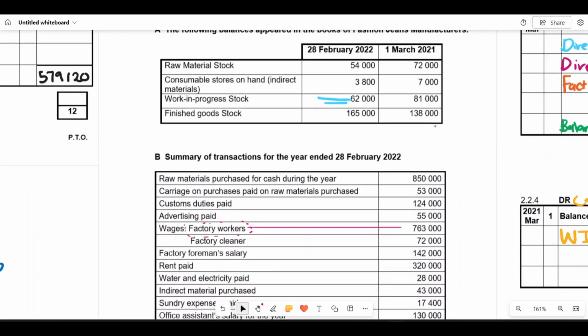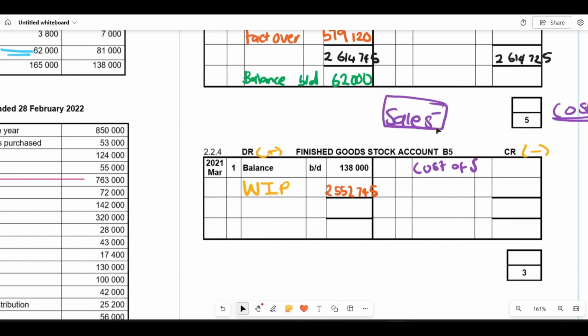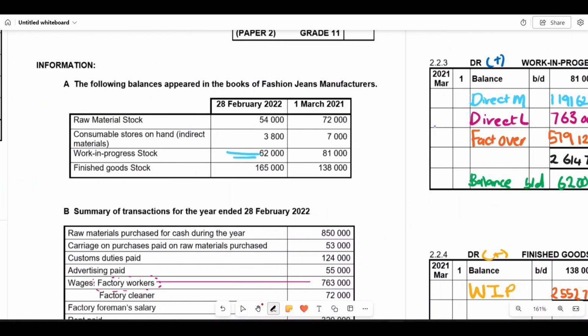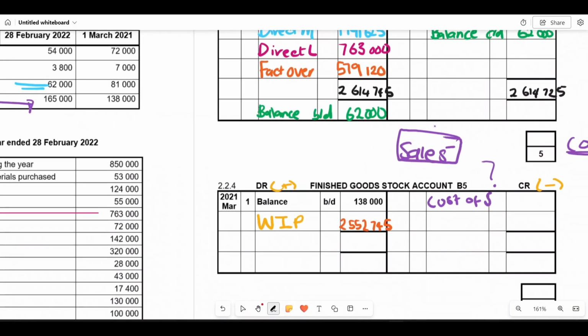So here in the information, I don't have any finished goods being sold. Now, remember, if I'm given my opening balance as well as my closing balance, this would be my balancing figure, my cost of sales, basically the cost of that stock that I've sold, right? Now, first, let me see if I'm given my closing balance for my finished goods. Okay, I am given my closing balance as 165,000, meaning that my cost of sales will be my balancing figure. So now let me recognize my closing balance that I'm given.